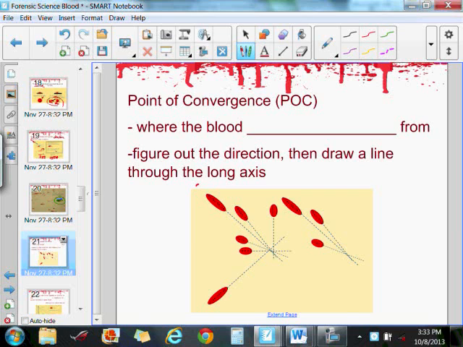Now, this idea of determining direction is important. If you have blood spatter in the room, then you can determine where that spatter originated from based on the direction of the blood droplets. And this is called the point of convergence. So it's where the blood originated from.